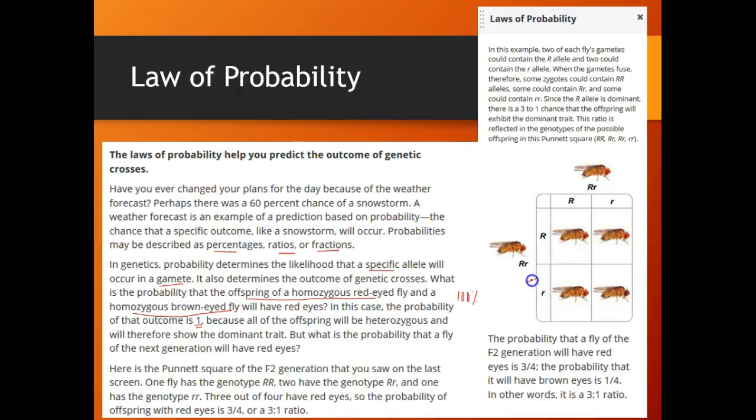However, if we looked at the cross we just did for the F2 generation, we see that one fly has the genotype big R, big R, the other two have big R, little r, and the last one has little r, little r. And so these right here, they all have red eyes because they have that big R allele. However, this one right here is going to have brown eyes. So instead of having that 100% ratio that we saw before, we now see that the probability of offspring with red eyes is 3 out of 4. That's a fraction. Or we can write it as a ratio, which is 3 to 1.